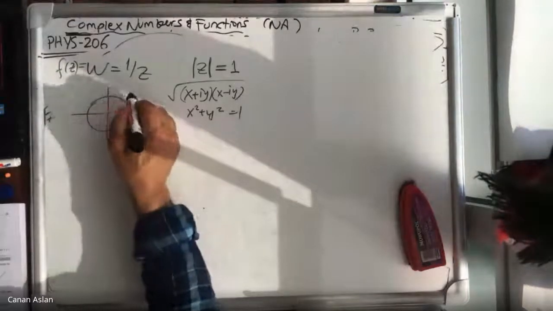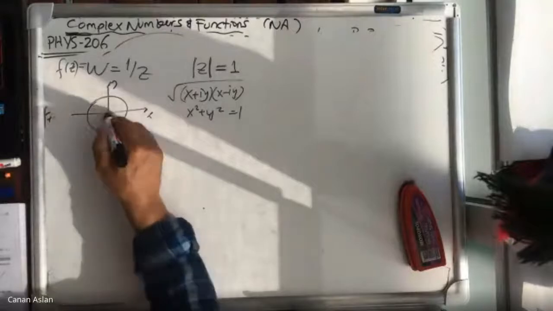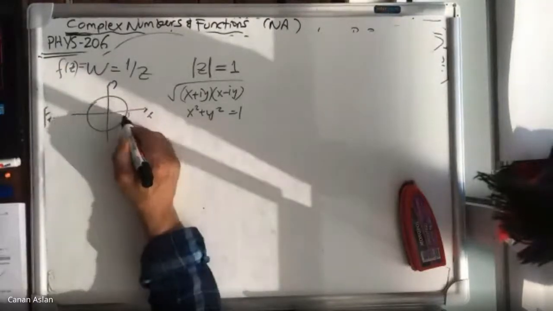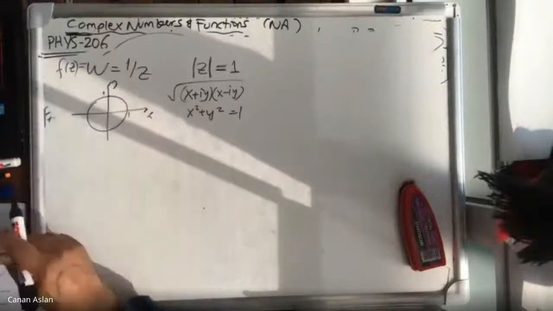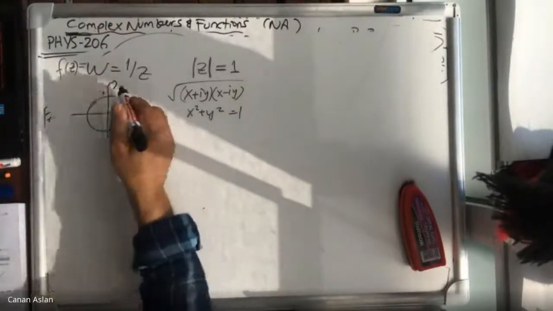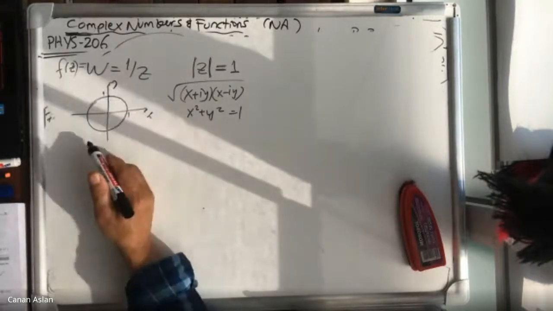So if this is x and this is y, the radius is just 1. This is 1 and this is 1. This is just a regular circle. Now we would like to see how it looks in the W plane if the inverse of Z is taken.